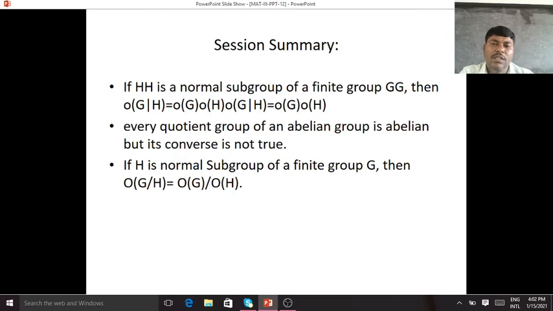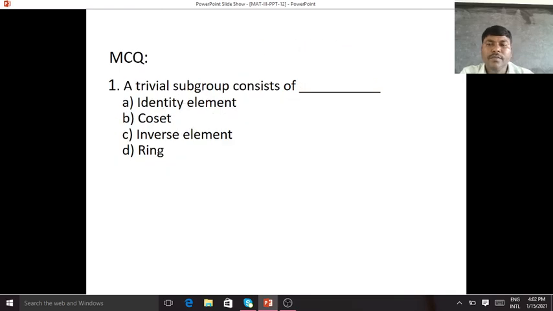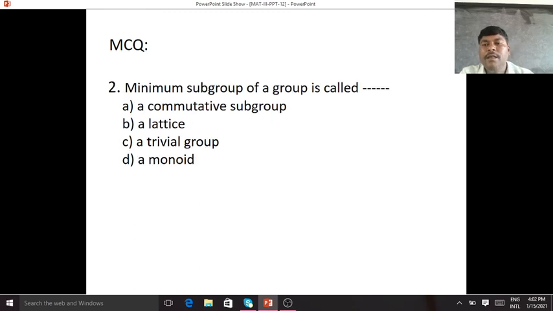This is the session summary. Multiple choice questions. First one: a trivial subgroup consists of, the answer is A, identity element. Second: minimum subgroup of a group is called, answer is C, a trivial group.